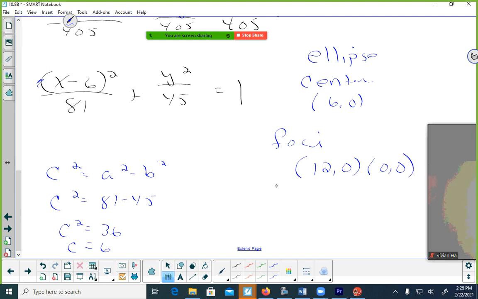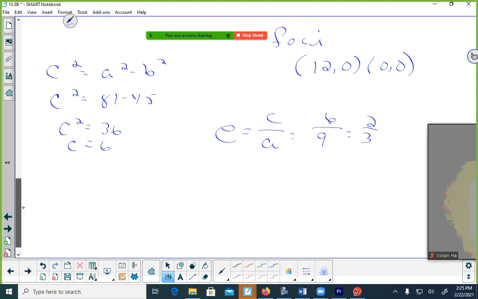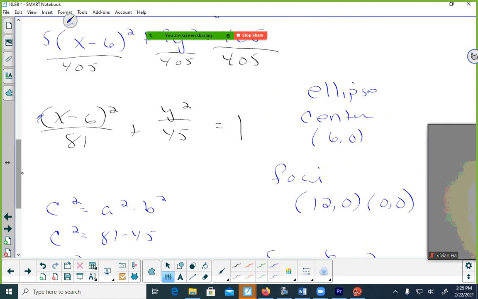Did it want the vertices? Of eccentricity. Eccentricity, remember, is C over A. I just said my C was 6 and my A is 9, so that's going to be 2/3. Everyone good? I feel like I went really fast through that one.